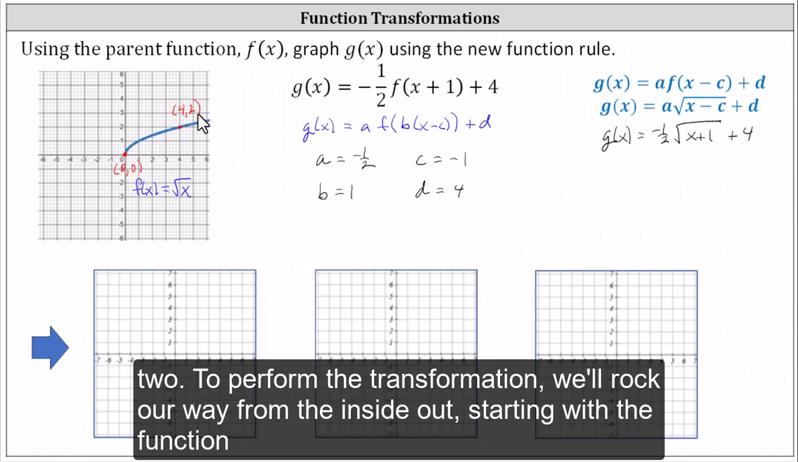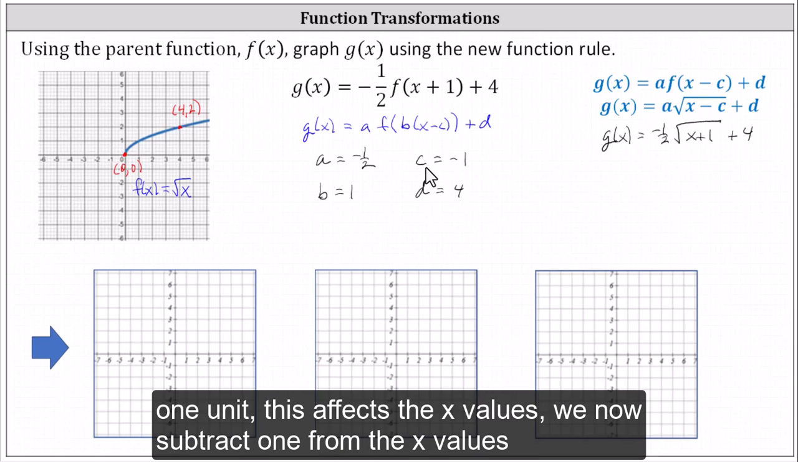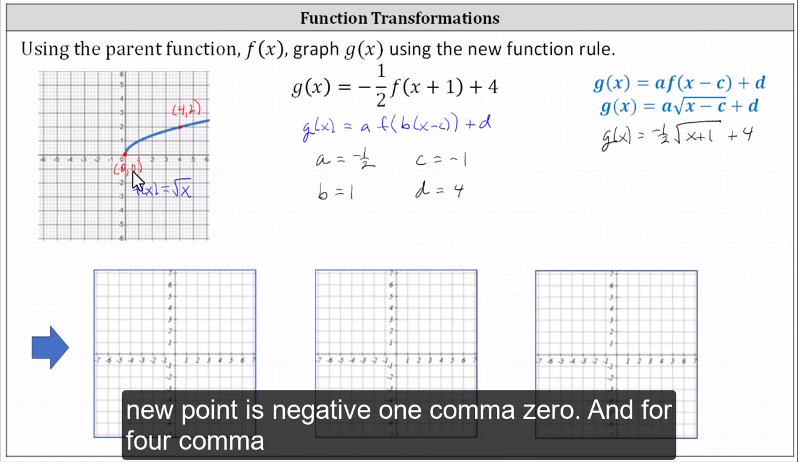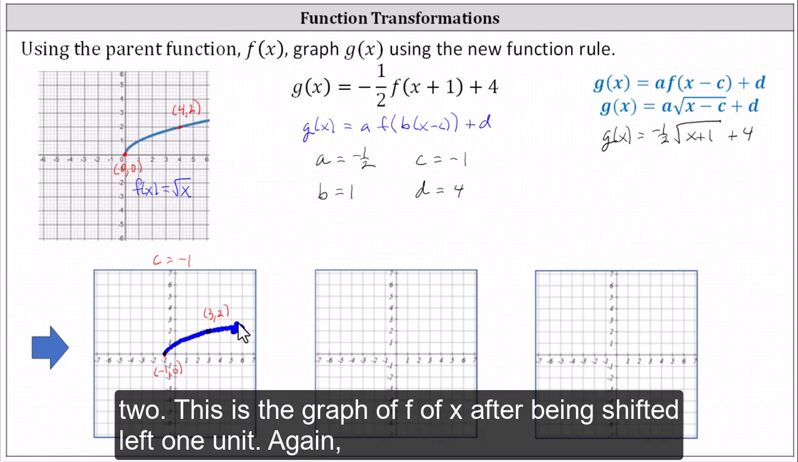To perform the transformation, we'll work our way from the inside out, starting with the function input of x plus 1, which indicates c equals -1, giving us a shift left 1 unit. This affects the x values. We now subtract 1 from the x values of the two key points. For 0, 0, 0 minus 1 is -1. The new point is -1, 0. And for 4, 2, 4 minus 1 is 3. The new point is 3, 2. This is the graph of f of x after being shifted left 1 unit.